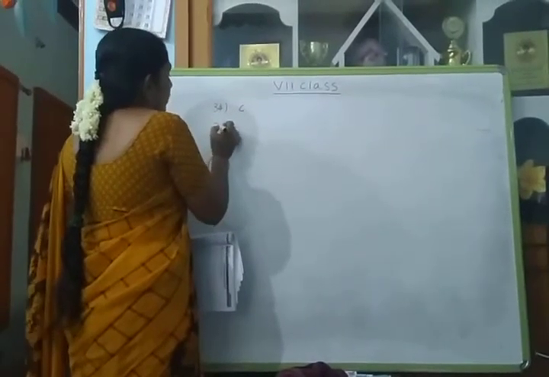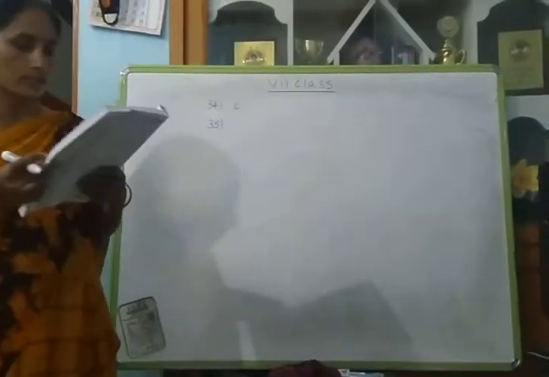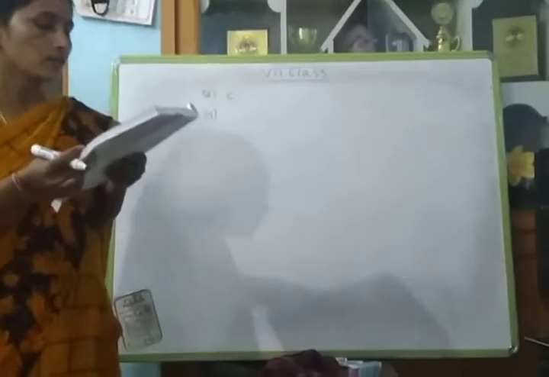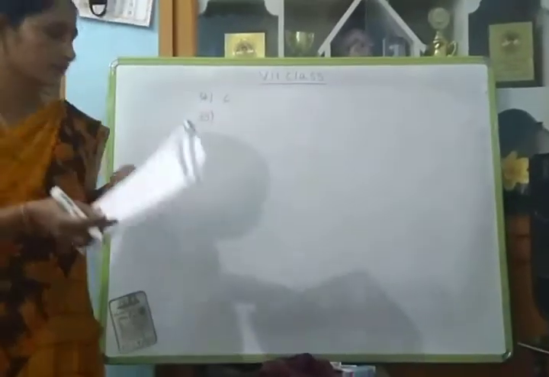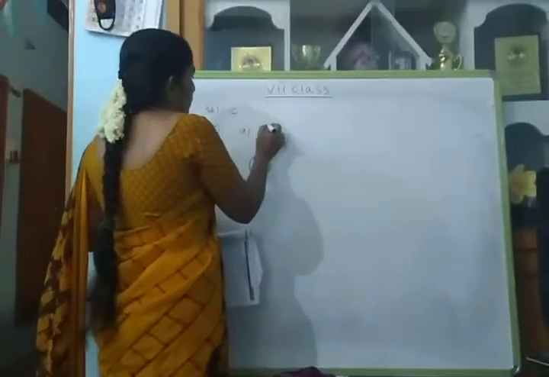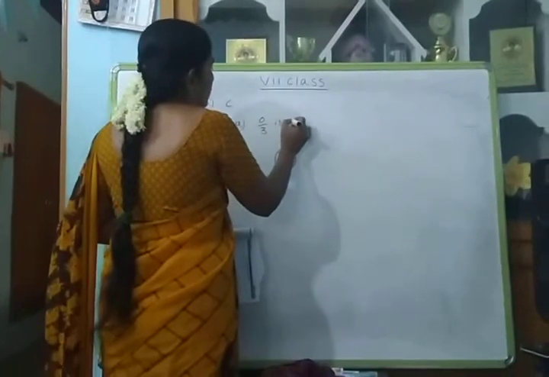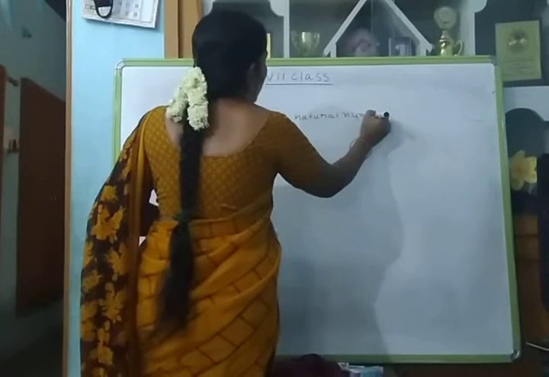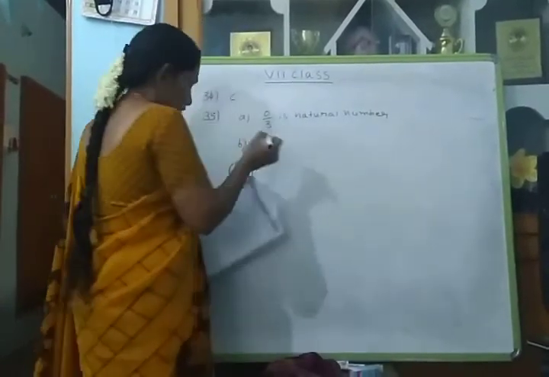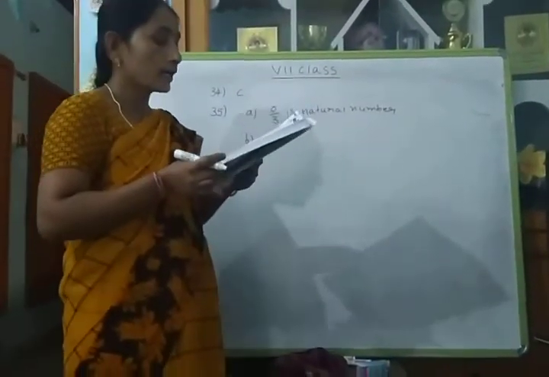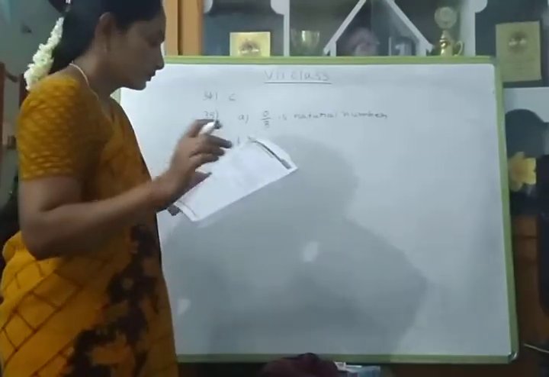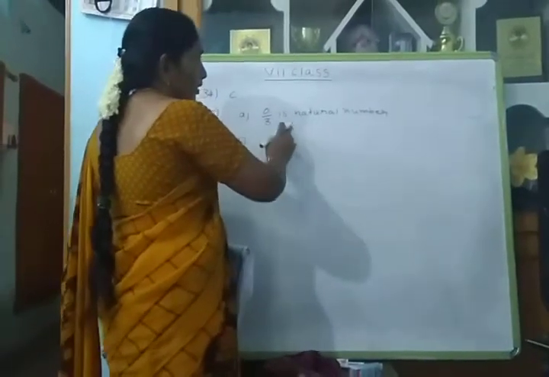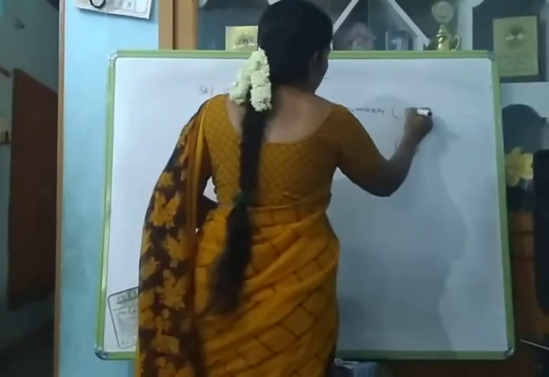Next, look, today we have to discuss the 35th. See the 35th one. Which of the following are not false? Option A: 0/3 is a natural number. Not false means true. Is it true that 0/3 is a natural number? No, it is false.